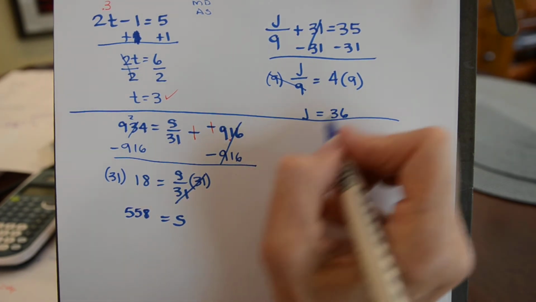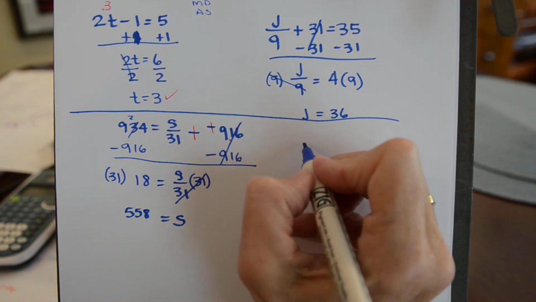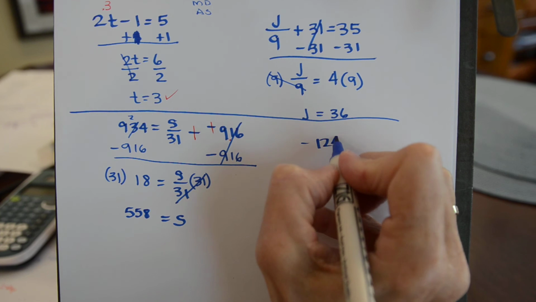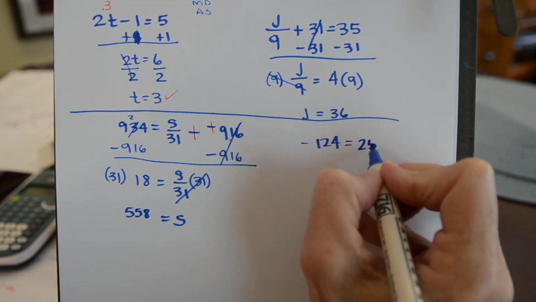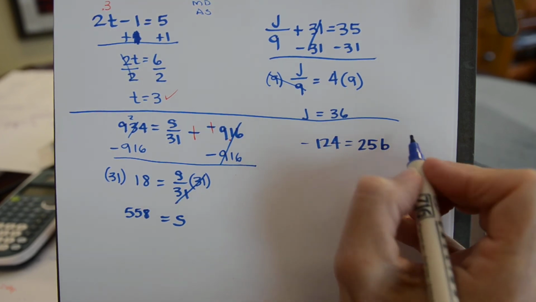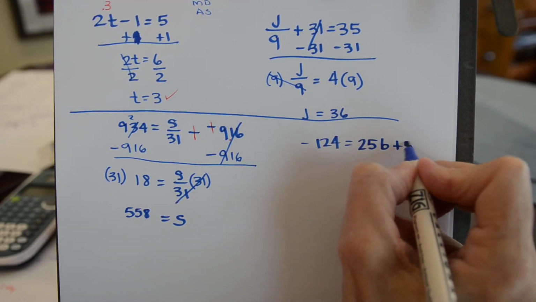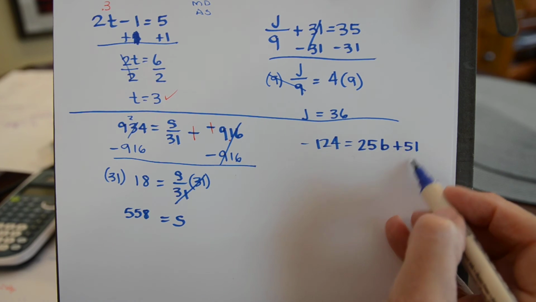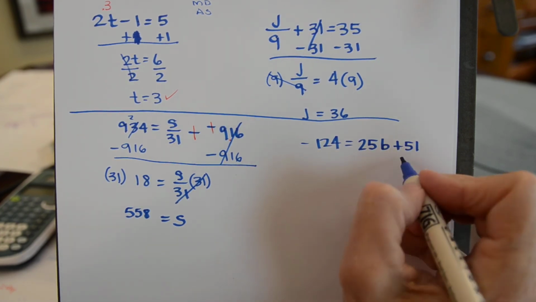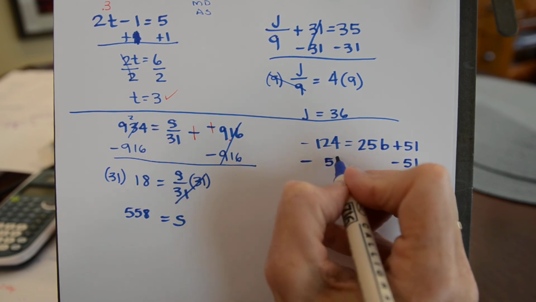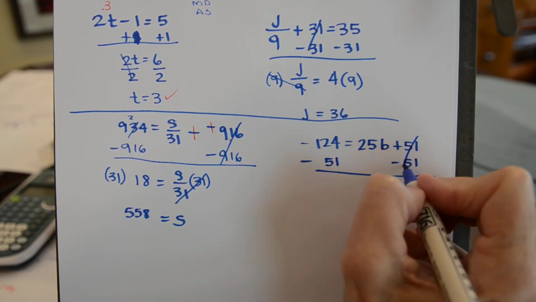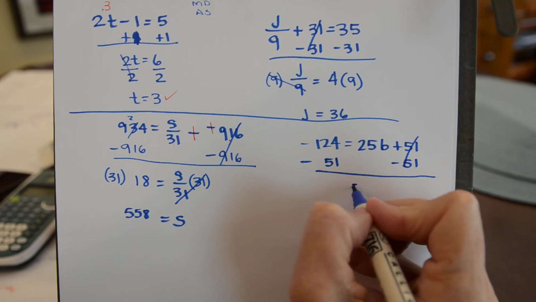And then one more. I've got negative 124 equals 25b plus 51. I need to get the 51 moved over here. So I will subtract 51 from both sides. This has gone to 0, leaving me 25b.